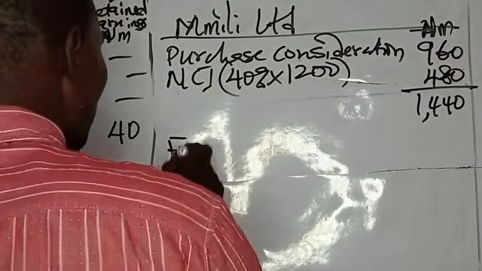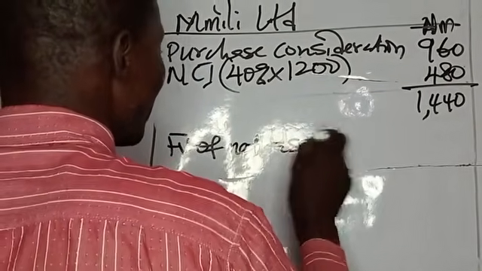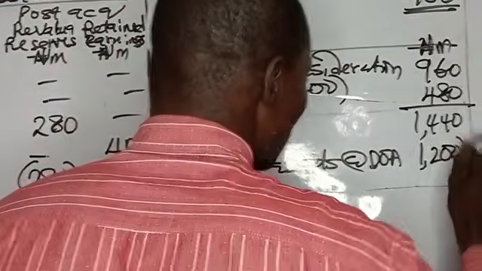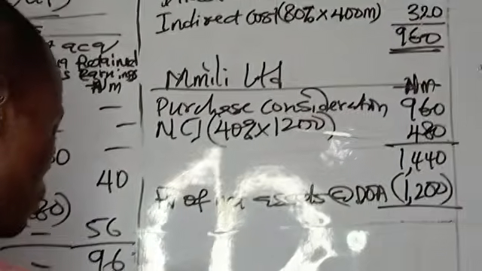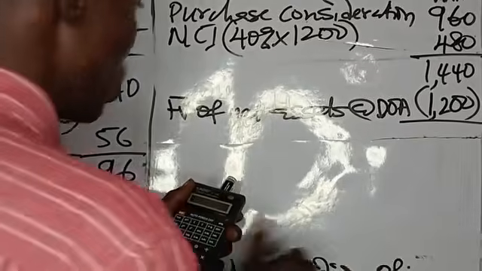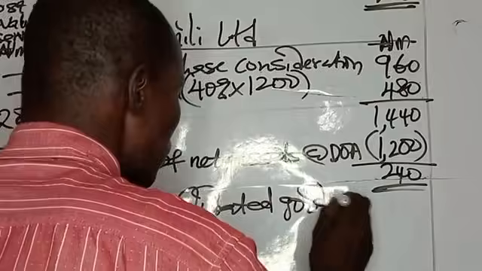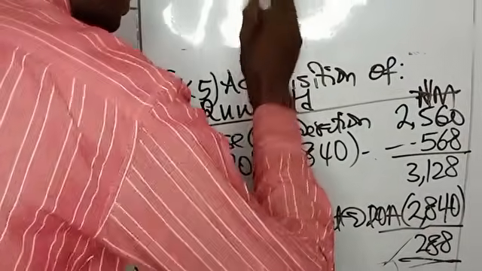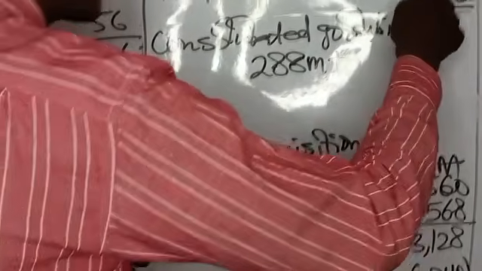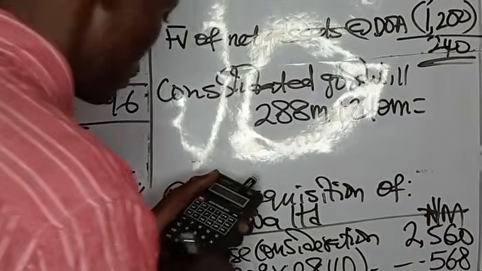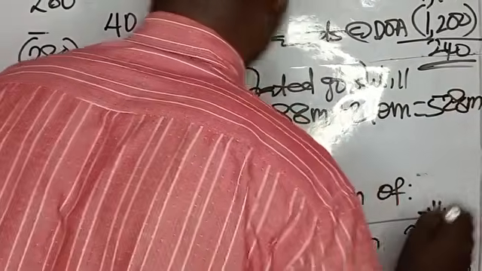Now we have fair value of net assets at the DOA, which is 1,200 from the summary of net assets of Mili Limited. If you subtract that from 1,440, you have 240. So our goodwill is 240. Therefore, consolidated goodwill will be, you add the goodwill on acquisition of Ruwa Limited of 288 million plus goodwill on acquisition of Mili Limited 240 million. So you have 528 million.